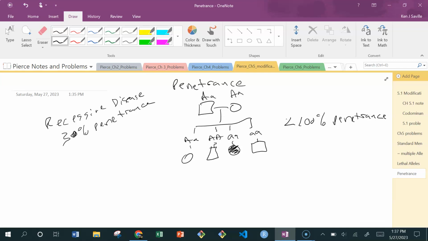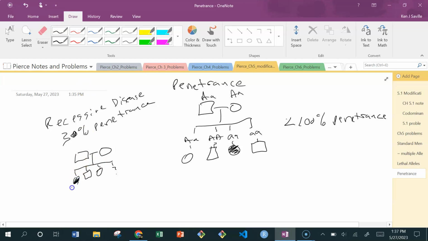But the way, let's say you know that there's a disease with 30% penetrance and it's recessive, and you get something like this where somebody has a disease, the other kids don't, and you want to know what the probability is that this next person is going to get the disease.